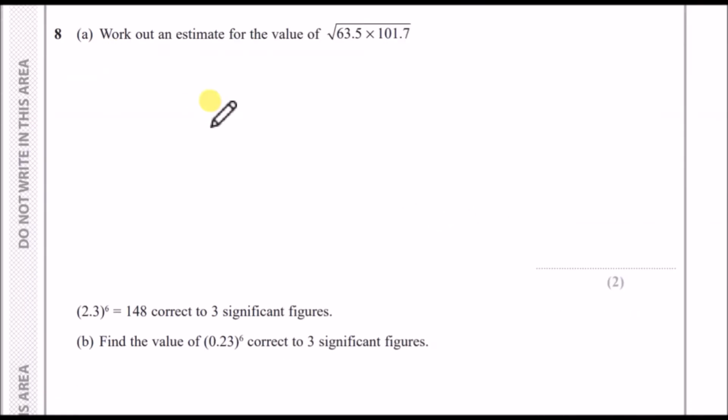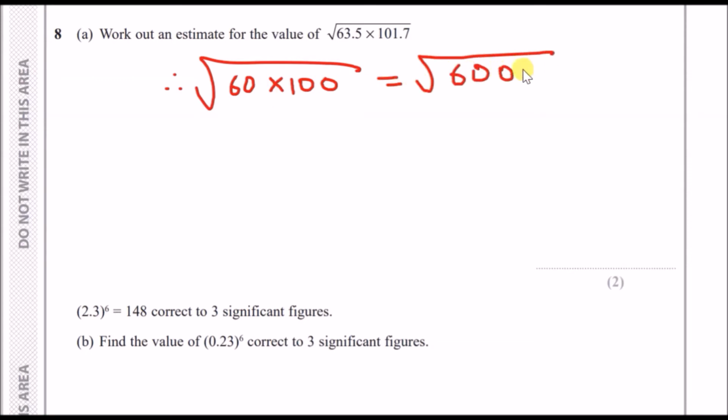Alright, number 8. So work out an estimate for that value. Typically for this question, guys, you should always try and round it to, I don't know, one significant figure. That's what I usually do. So to one significant figure, the first number is 60, the second is 100. However, when you do it, you get root 600, and I'm not gonna lie, I don't know how to do that. So if you get stuck here, it's always good to try something else.